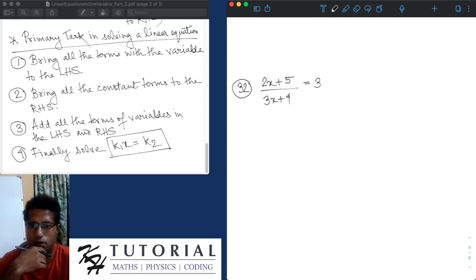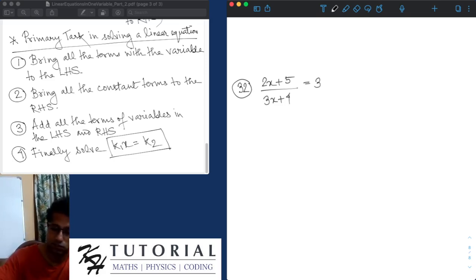You may argue that we can only multiply an equation by the same non-zero number on both the RHS and LHS, and what is the guarantee that 3x plus 4 will not be equal to 0? It is guaranteed, because if it was 0, then 2x plus 5 divided by 3x plus 4 would be undefined, would not be possible. So 3x plus 4 will never be 0.